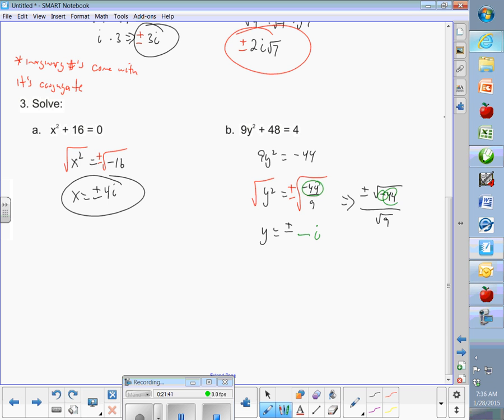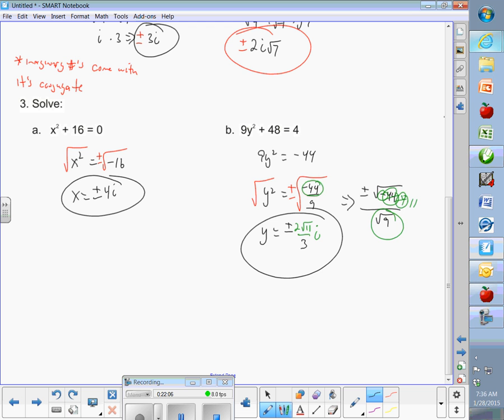The numerator of 44 is a 4 times 11. What's the square root of 4? 2. What do I still have? Square root of 11. That's the top. The bottom is easy. Square root of 9 is 3. And what do I end up with? Plus or minus 2 times the square root of 11 over 3, times i. That's the way these go.